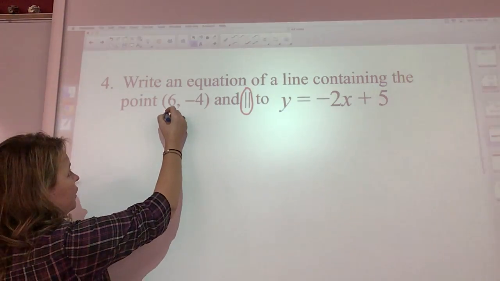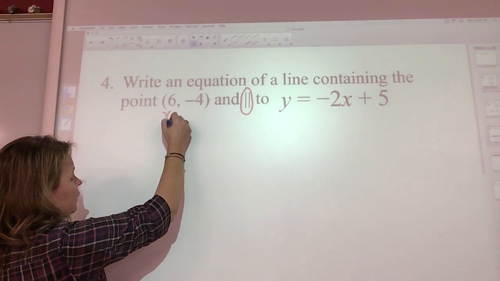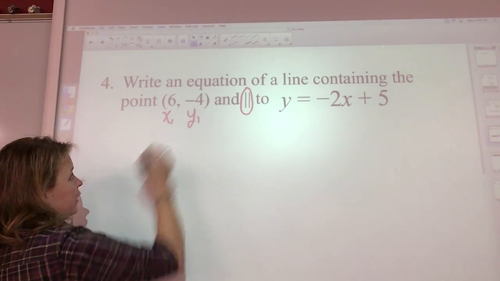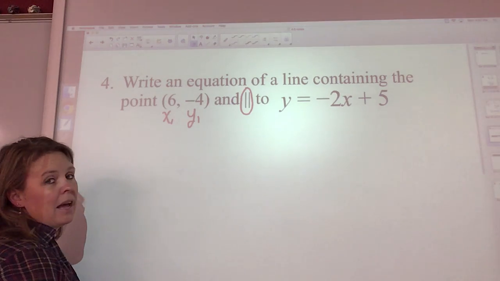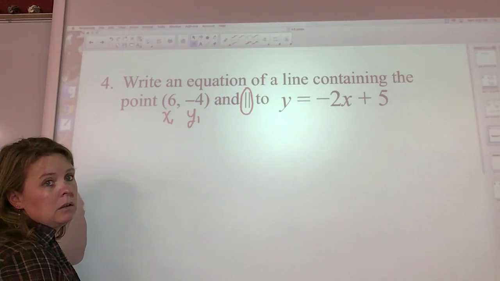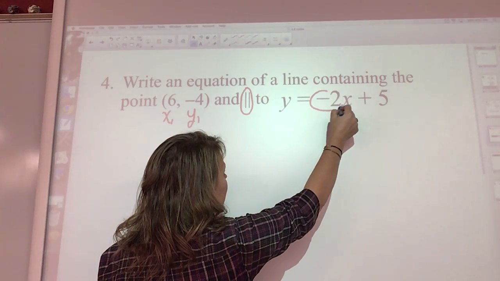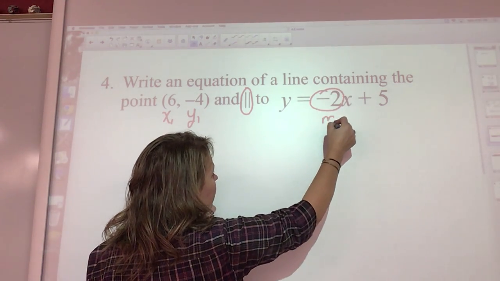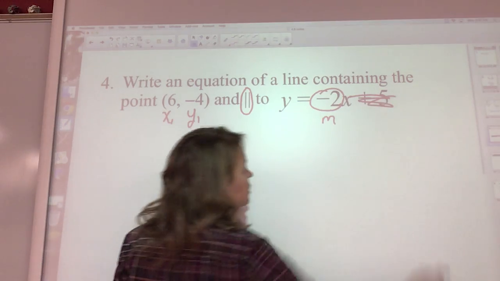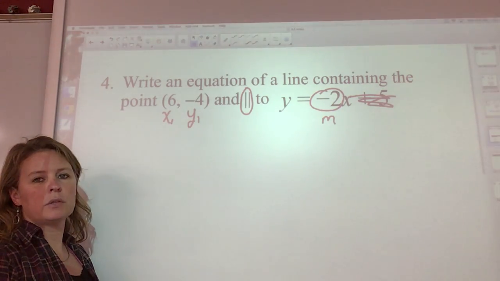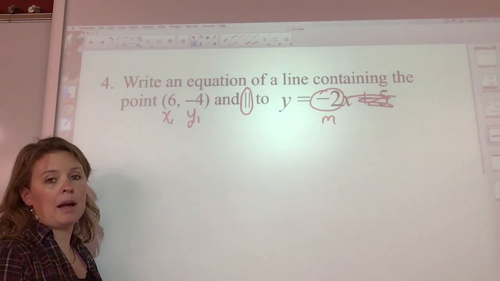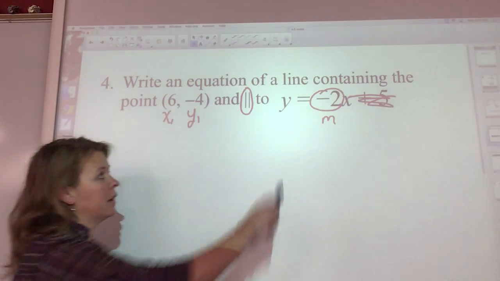You have an x1, you have a y1, and you have an m. We need an m if it's parallel. You're going to have the exact same slope. We cannot use the b, the y-intercept from the first line, because then we'd end up drawing the same line. Get rid of that.